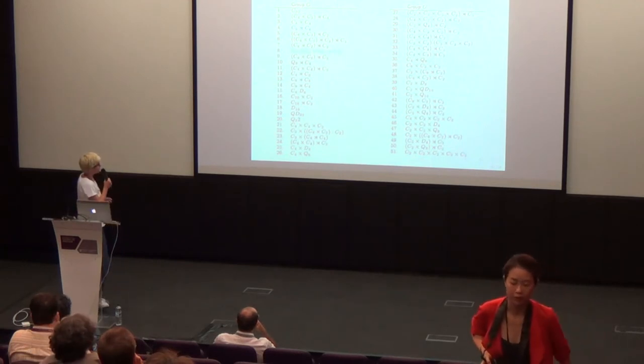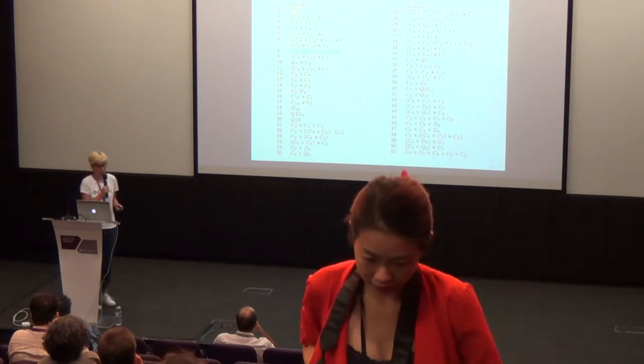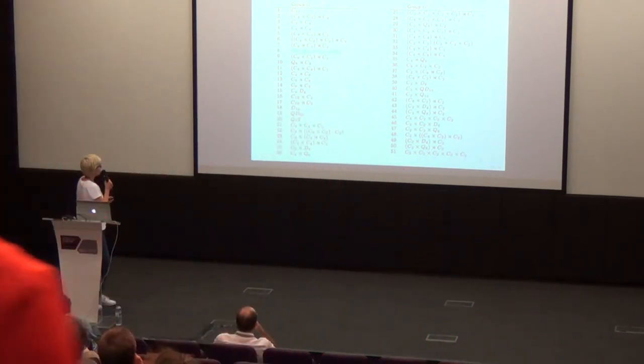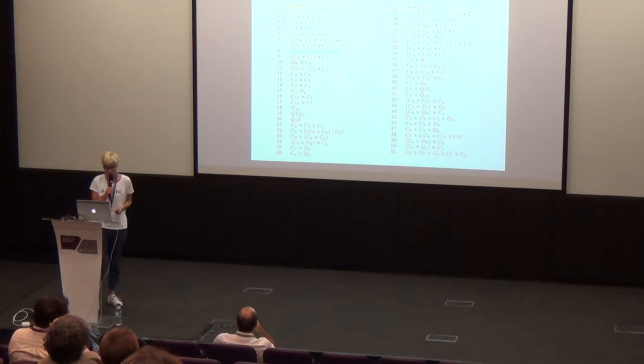For the groups of order 32, I checked all the 51 groups, and the blue one is the one that we knew already exists. And out of these 51 groups of order 32, it seems that they exist only in these two groups. So in 49 groups, you cannot have Hadamard partition difference families.